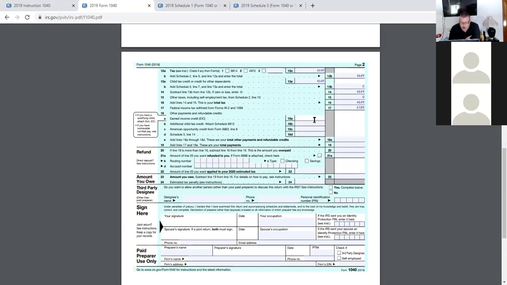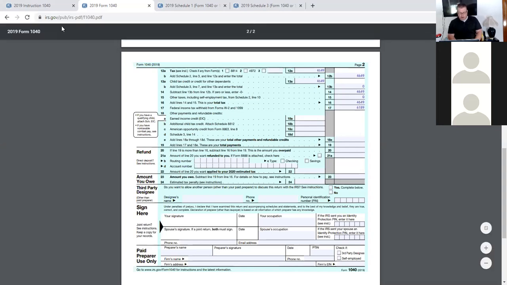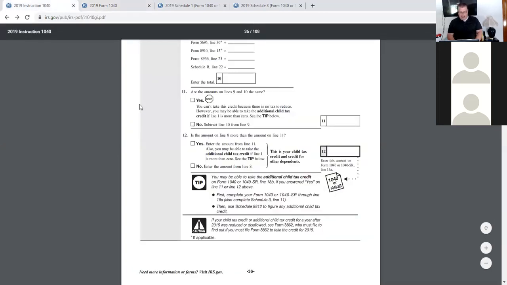Well, we already know Philip and Mary and their children aren't in the military, so we don't have to worry about that. But they do have qualifying children, I'm pretty sure. Let's make sure by looking at the instructions for line 18A.